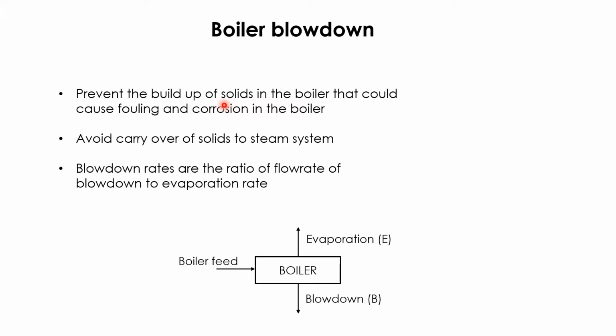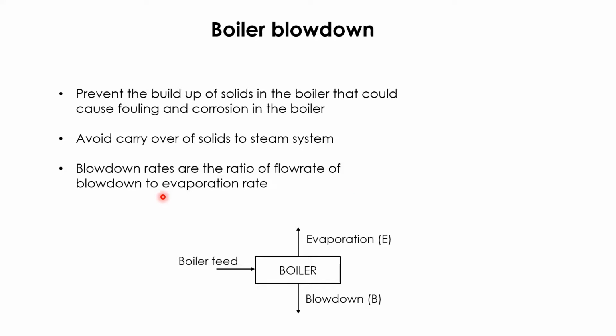The reason why we have solid is that although we have done a lot of pre-treatment of the boiler feed, there will always be some residual solid that escapes from the treatment. Since in the boiler only pure water evaporates and solid remains in the liquid form, as a function of time those solid will accumulate and then may corrode the boiler or may foul the boiler, stick on the wall and reduce the performance efficiency. So to prevent the buildup of the solid in the boiler, we have the blowdown or purge stream. So it's to avoid the carryover of solid to the steam system.